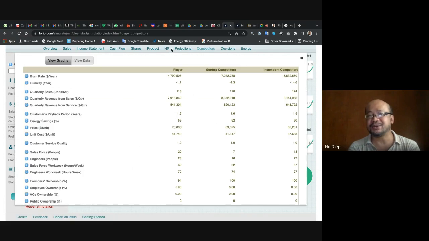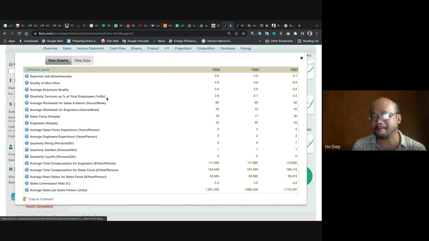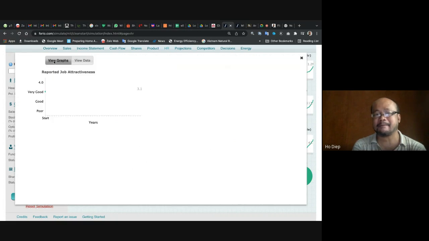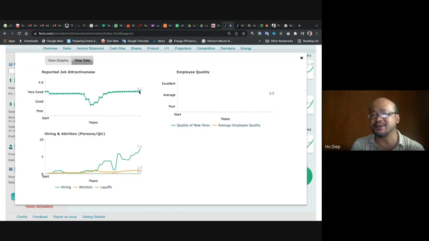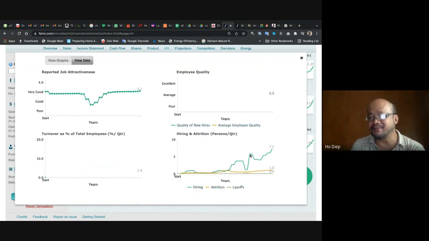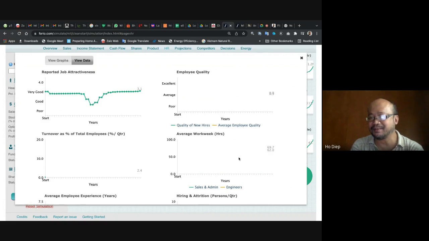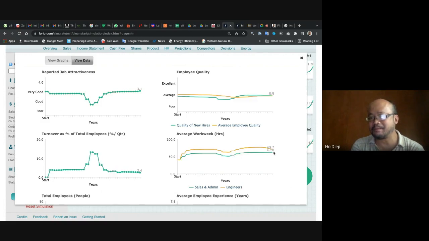Let's check on human resource. In terms of human resource, our attractiveness has increased from 3 to 3.1. So we're actually improving. The number of hours worked by the engineers is reducing, which is good. Maybe we need to reduce the rate at which we are hiring. So maybe not 20%, but down to about 15%, say. So we're hiring too fast, maybe. So let's do that.